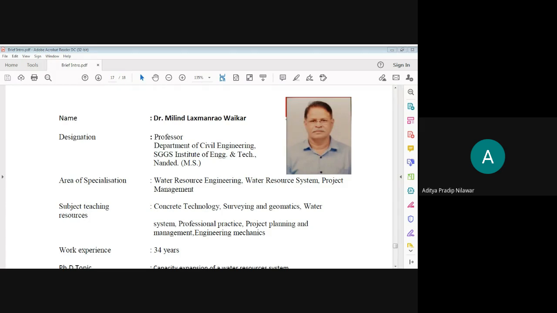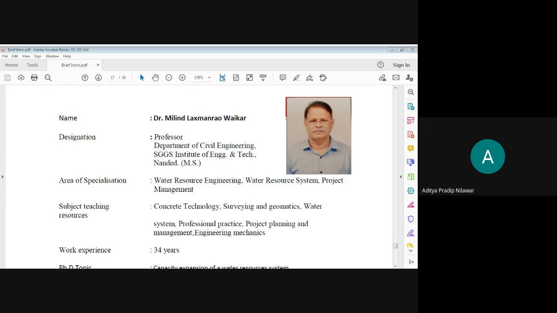Okay. So, brief info of sir. Sir is presently working as a professor and Dean Academics in SGGSIET. He completed graduation in civil engineering from Government College of Engineering, Aurangabad. He obtained his master's degree from a very prestigious institute, IIT Kharagpur, and PhD from Roorkee.